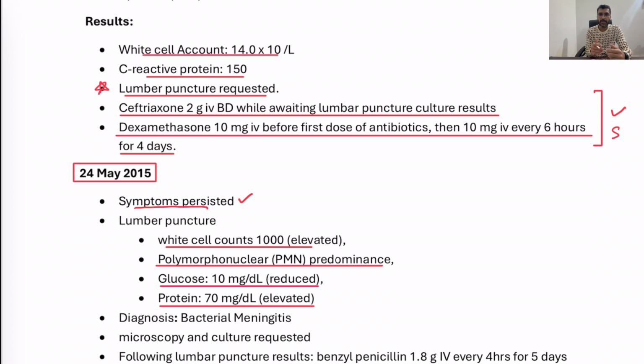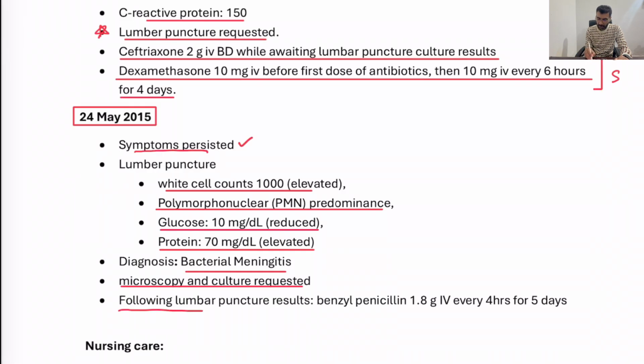So in order to confirm which bacteria is causing it, we ordered microscopy and culture, which is given later on here. So the diagnosis on the basis of LP is bacterial meningitis. Following the lumbar puncture report, benzalpenicillin 1.8 gram IV every 4 hours for 5 days was started. This is the recent medication. We'll include all of it, its dose, frequency, duration, everything, because it was started after the lumbar puncture report showed bacterial meningitis.